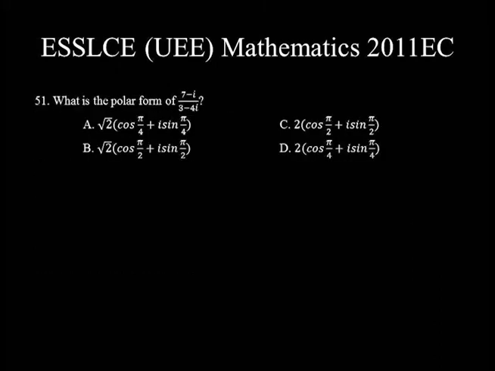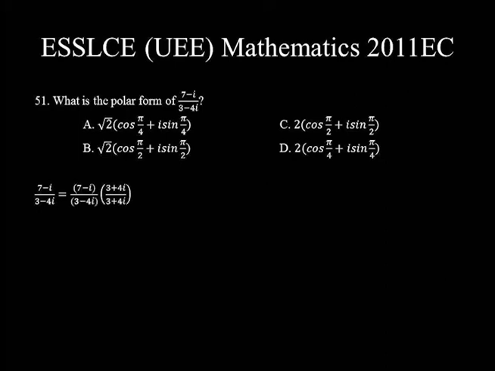Question number 51. What is the polar form of the complex number 7 minus i divided by 3 minus 4i? First, let's simplify the expression by multiplying both the numerator and the denominator by the conjugate of the denominator. The conjugate of 3 minus 4i is 3 plus 4i. Just substitute the negative sign by positive. Hence, multiply both the numerators, that's 7 minus i times 3 plus 4i, divided by 3 minus 4i times 3 plus 4i.